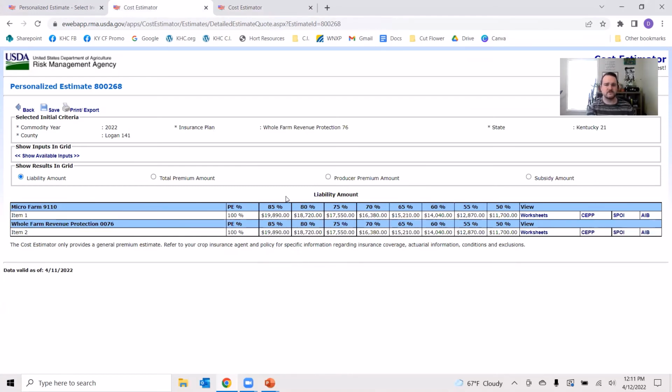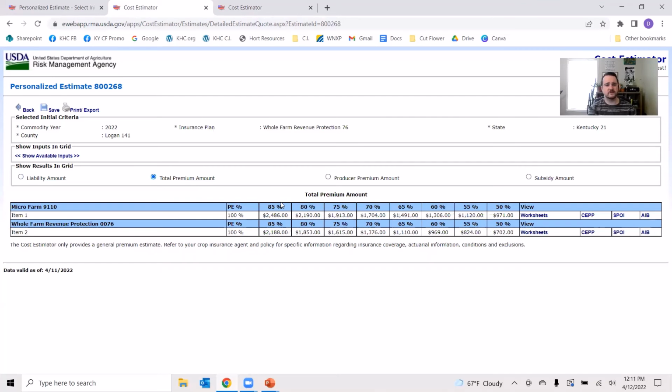So you can see if we selected 85% coverage for our $23,400 revenue, 85% would be protecting $19,890 for both policies. So the coverage amount is the same for microfarm and whole farm revenue protection. What is different is the premium amount.